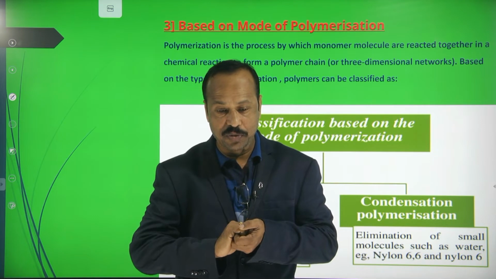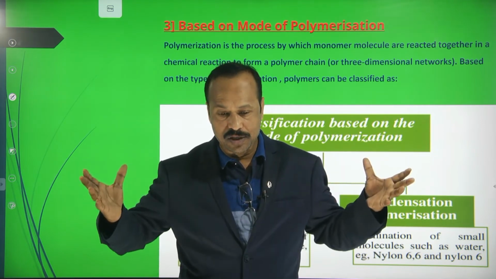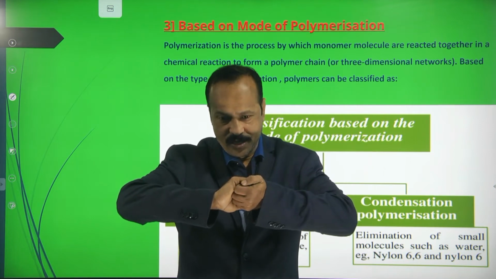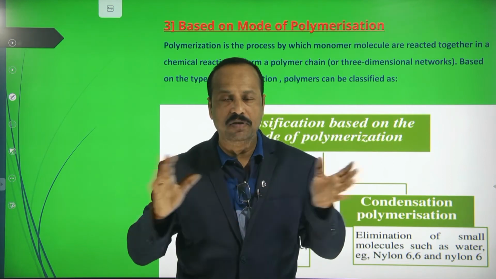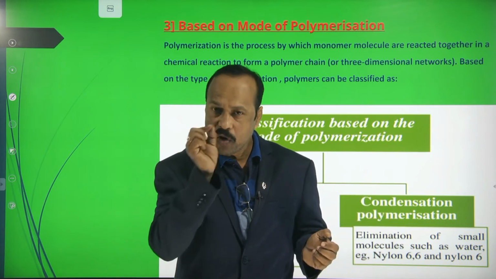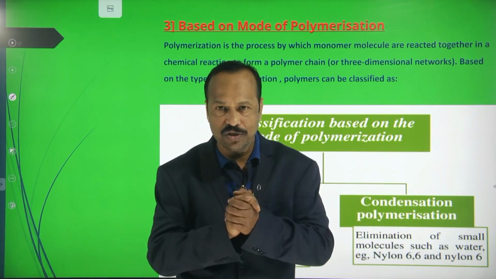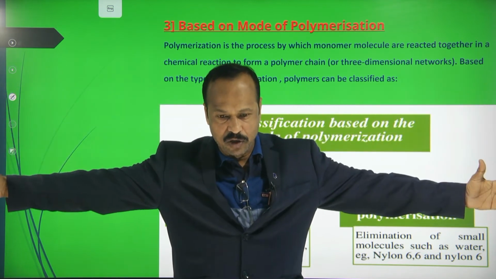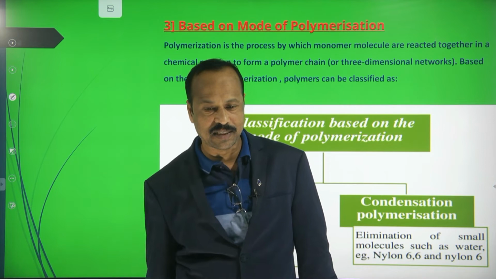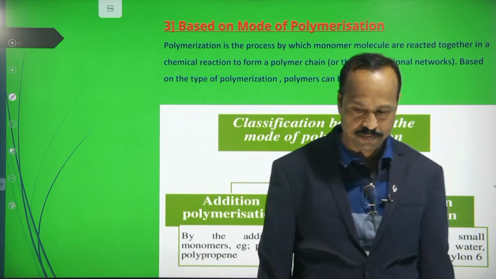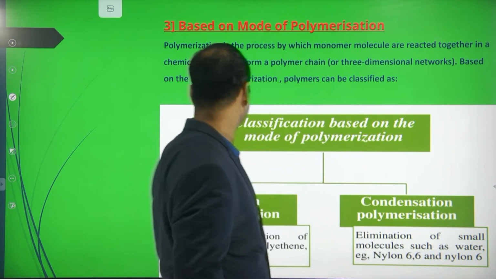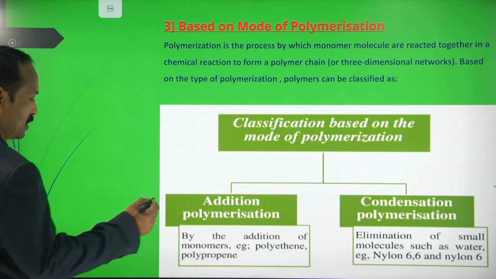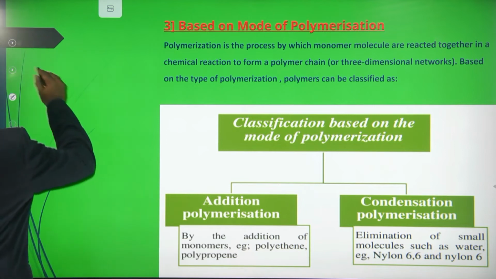So the meaning is what? A large number of monomers are joining with each other. The process in which a large number of small units are joined together to form a giant unit, meaning a giant molecule, a bigger molecule, is called polymerization. That is the definition of polymerization. It is given here, but still in a simple sentence I will write the polymerization definition.